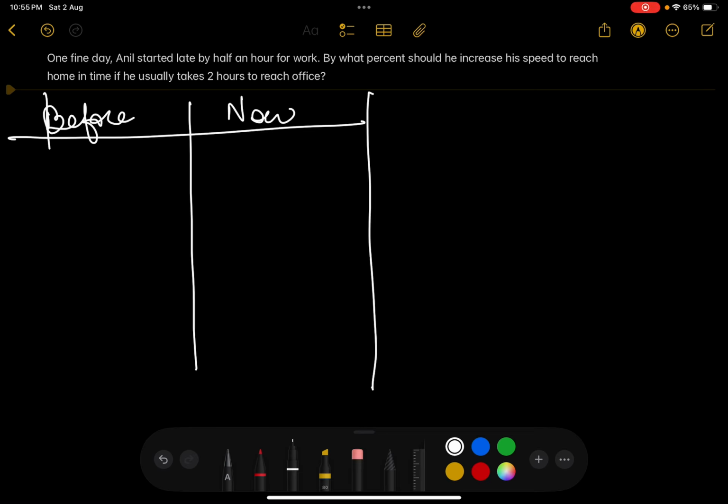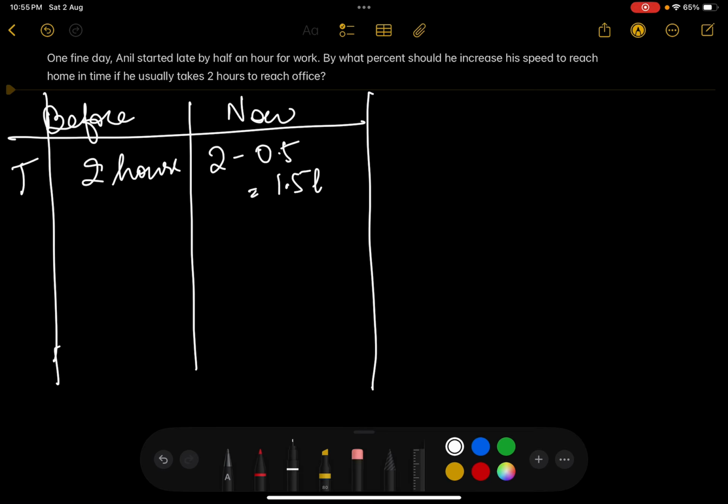So here, first, what they are saying is the time, correct? Before he used to take 2 hours. Now he started half an hour late. So instead of 2 hours, he will have half an hour less. So his total time that he's going to be taking is 1.5 hours. Correct? This is the basic understanding from this question. This is the first thing that you can understand.